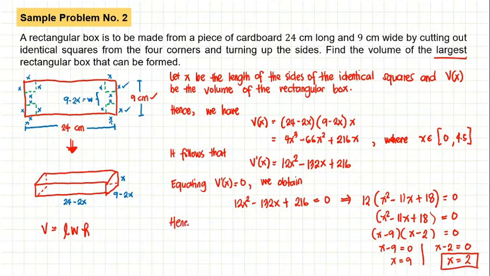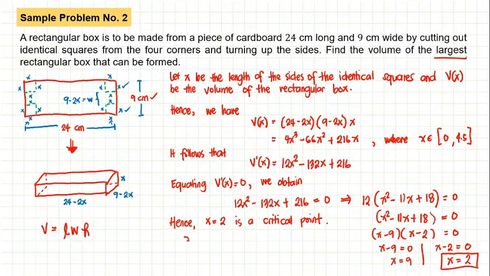Hence, x equal to 2 is a critical point. Okay? So after that, we will now compare the values of f at the critical point and at the endpoint.